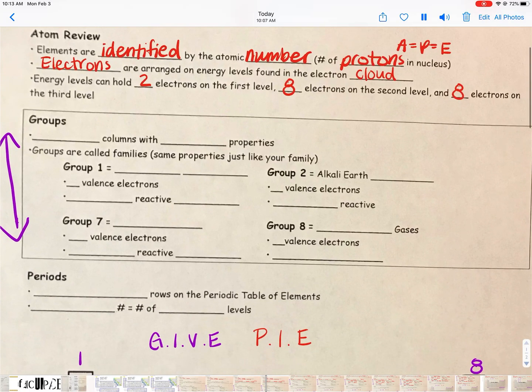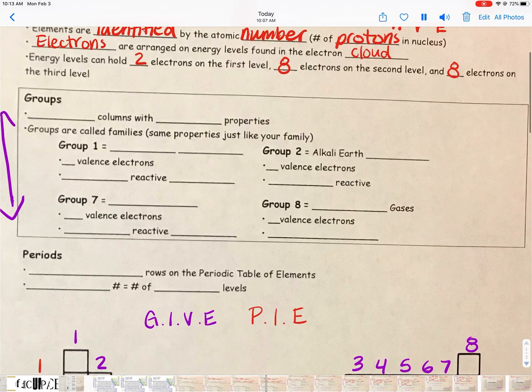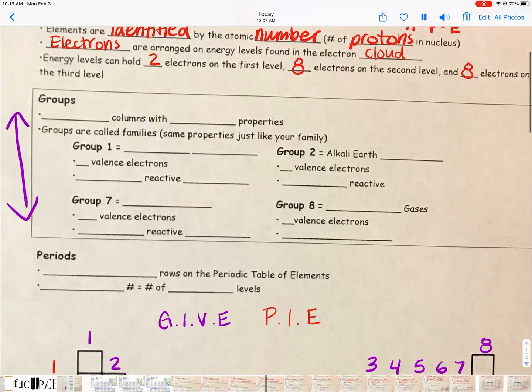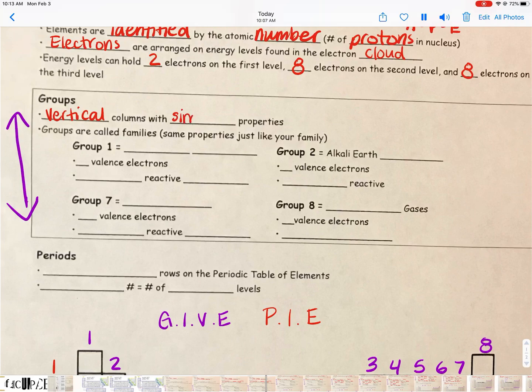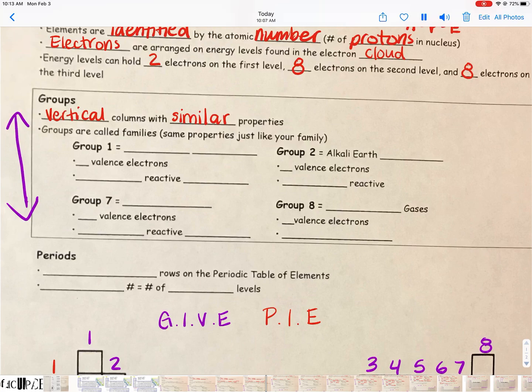All right, on the periodic table, we have 2 things. We have groups and we have periods. Our groups go up and down. So these are vertical columns with similar properties. Another name that we give groups is families. And we call them families because they behave similarly.